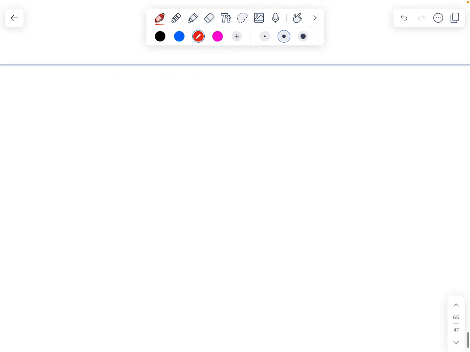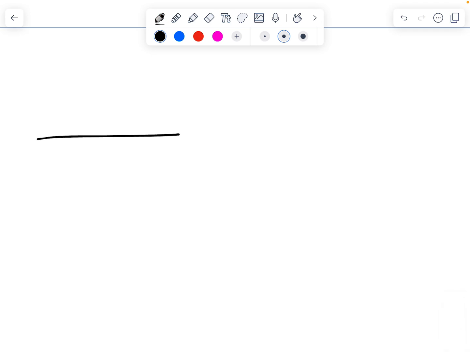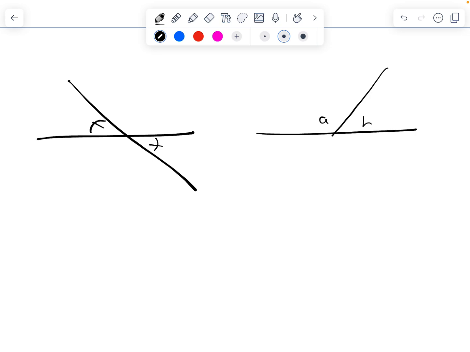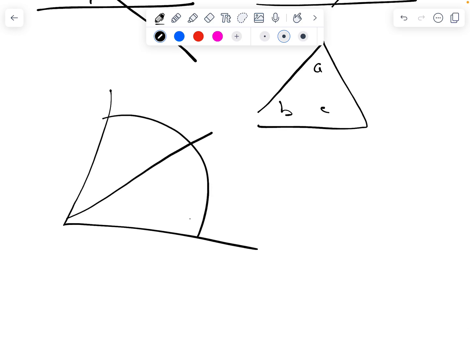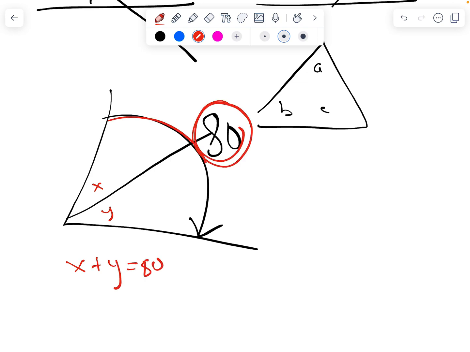Okay, so just to review everything, if you have things like this, that angle and that angle are the same. If you have something like this, this angle and this angle add to 180. If you have a triangle, A, B, and C add to 180. And if you're given something like this and it tells you that the whole thing is something like 80, then whatever this is, x and y, x plus y will be 80. You have to pay attention to what it tells you the big angle is on that guy. Okay, that's everything.